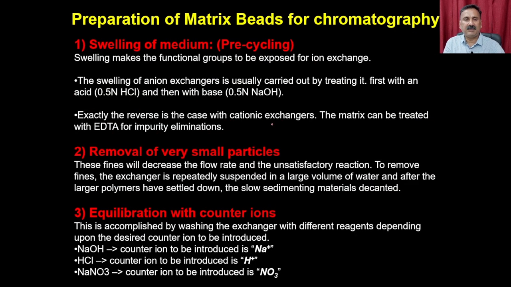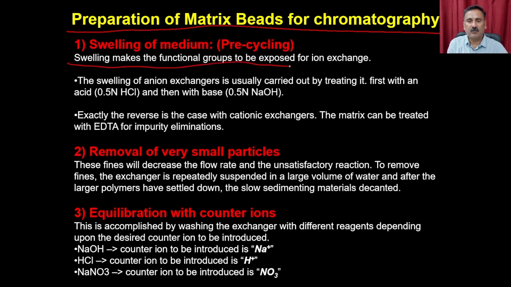Now the second step is preparation of the matrix for the chromatography. The first step is swelling of the matrix or swelling of the media, which is called precycling. Swelling makes the functional groups exposed for ion exchange chromatography. The swelling of the anion exchanger is usually done by treating it first with an acid and then with a base. All this is done so that the matrix functional groups are activated and therefore exposed.